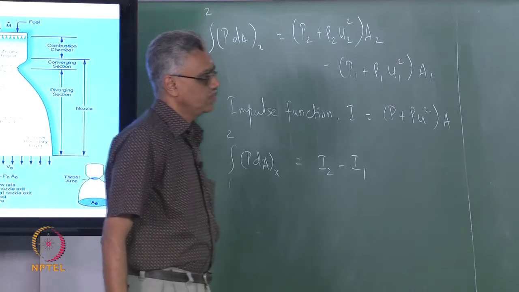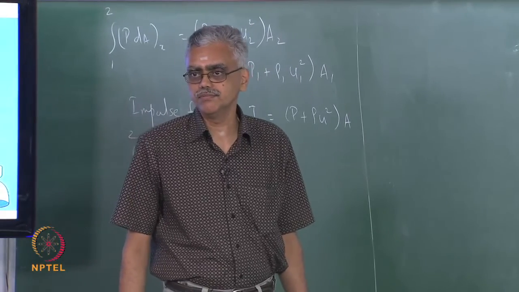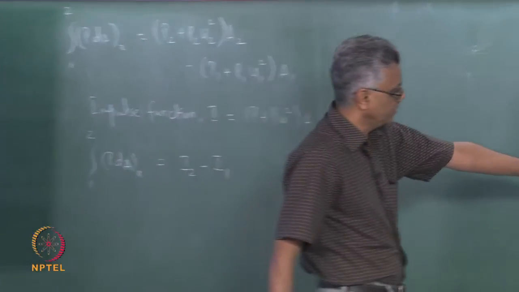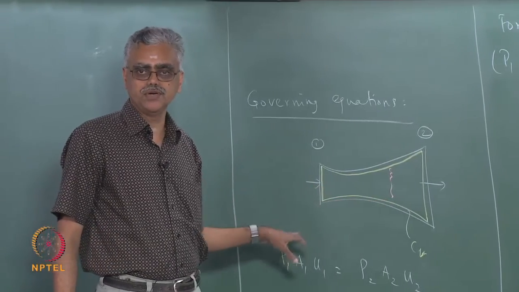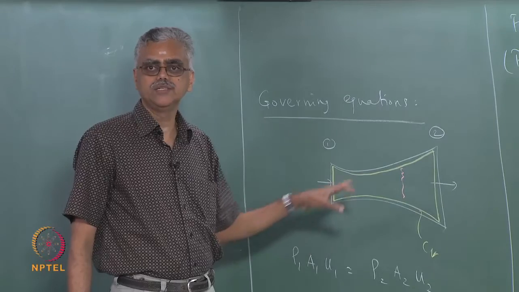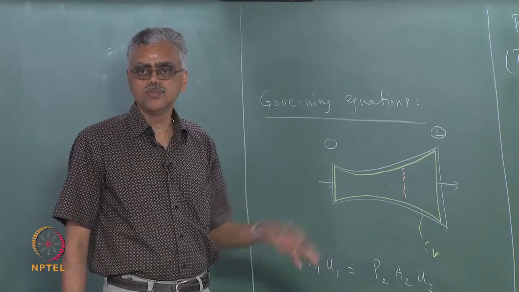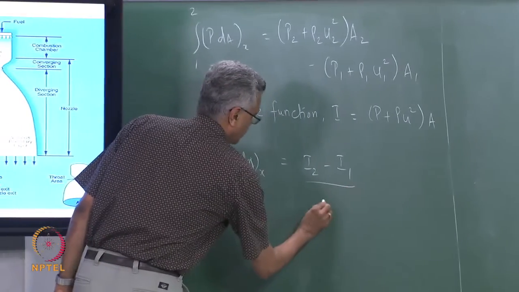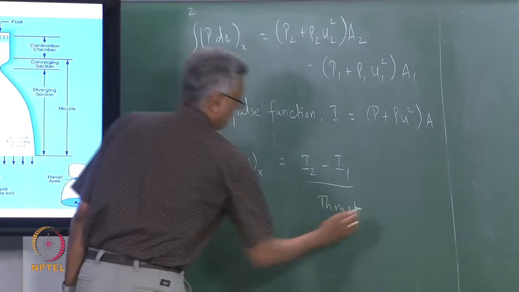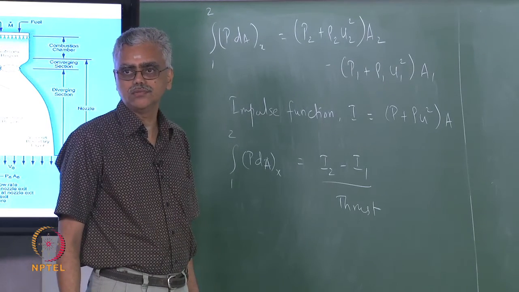Now, if you think about a propulsion application, let us say this is a rocket engine or an aircraft engine, and this is the kind of scenario that we are looking at, then the net change in the impulse function between the outlet and the inlet is nothing but the thrust that is produced by the engine. So, I can identify the thrust produced by the engine as the difference in the impulse function between the outlet and the inlet.